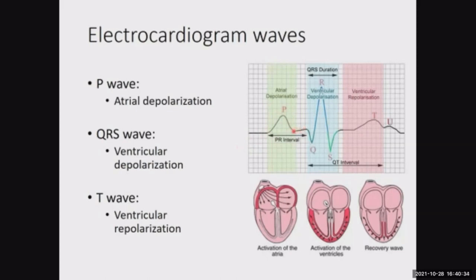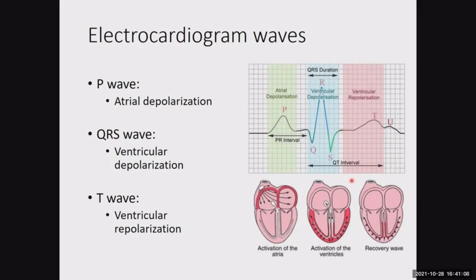Then we're going to have a little bit of a gap between the depolarization, the contraction of the atria. Once the atria have contracted completely, we're going to have the ventricles depolarize, the contraction of the ventricles, within the QRS wave. Then what we've got over here within the T wave is a repolarization of the ventricle. You're going to see a relaxation phase, with the heart resetting in order to have another contraction.